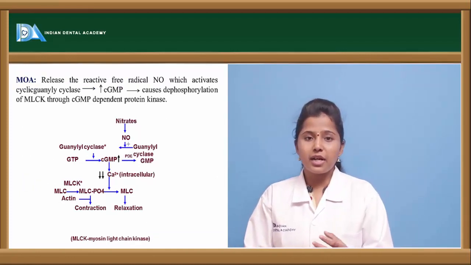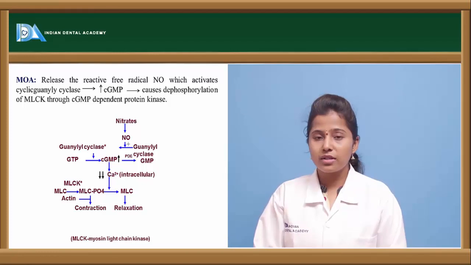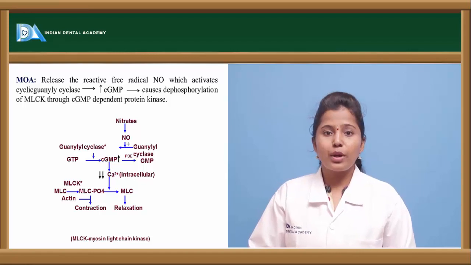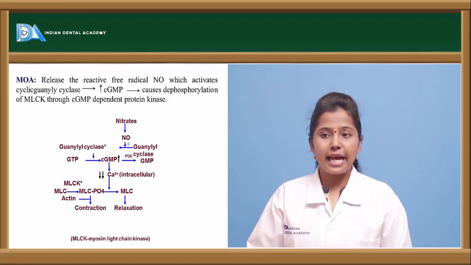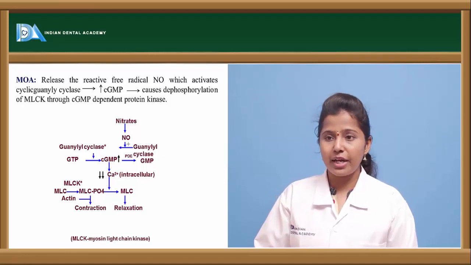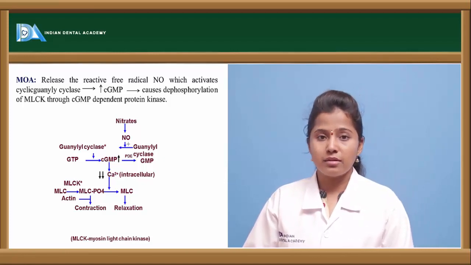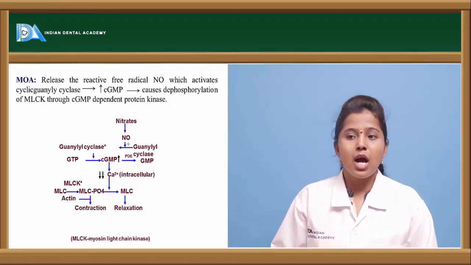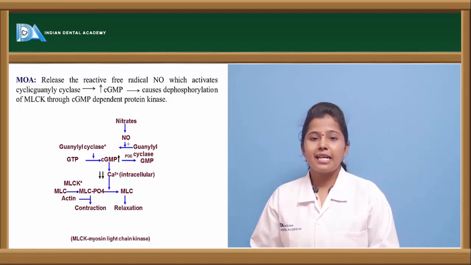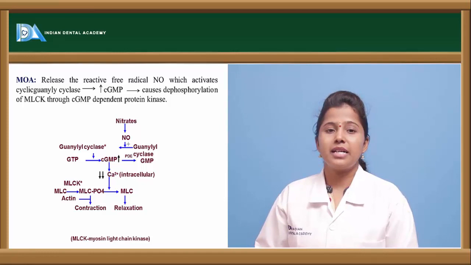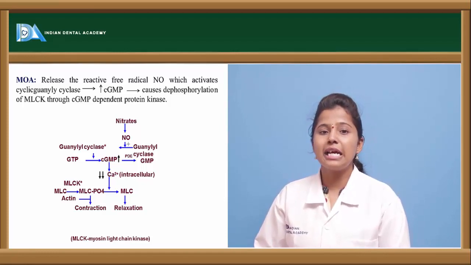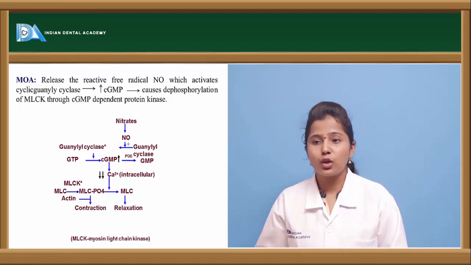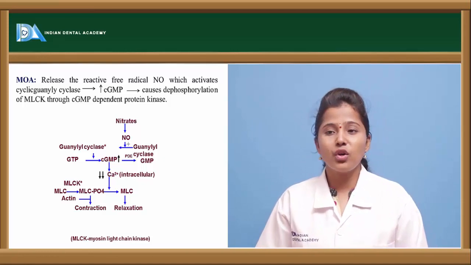Whatever the organic nitrate may be, it carries an NO2 group. When they get metabolized, nitric oxide, that is NO, is released from the organic nitrates, and this nitric oxide helps in activating guanylyl cyclase. Guanylyl cyclase converts GTP to cyclic GMP, that is guanosine triphosphate to cyclic guanosine monophosphate. This cyclic GMP in turn gets converted to GMP in the presence of the phosphodiesterase enzyme.